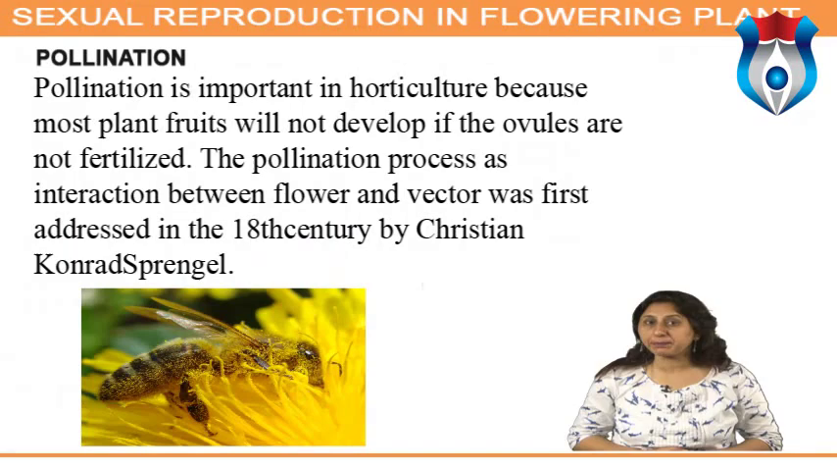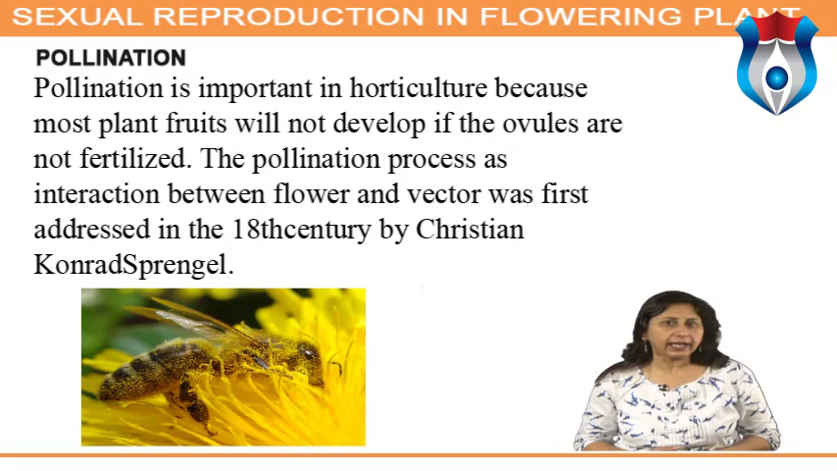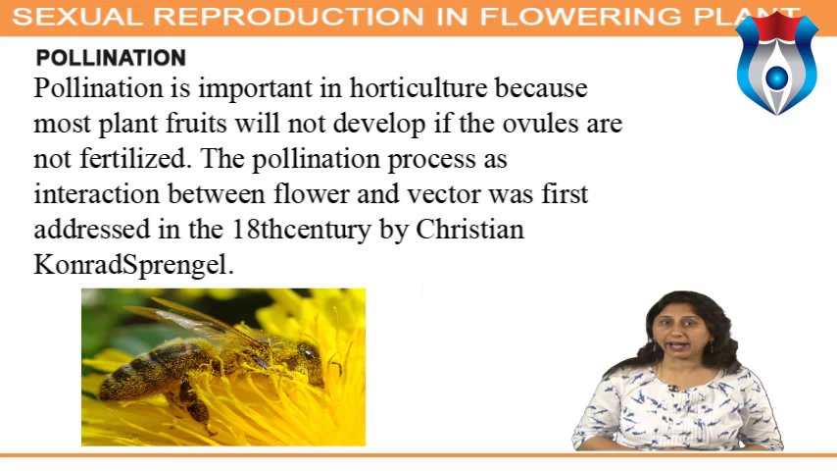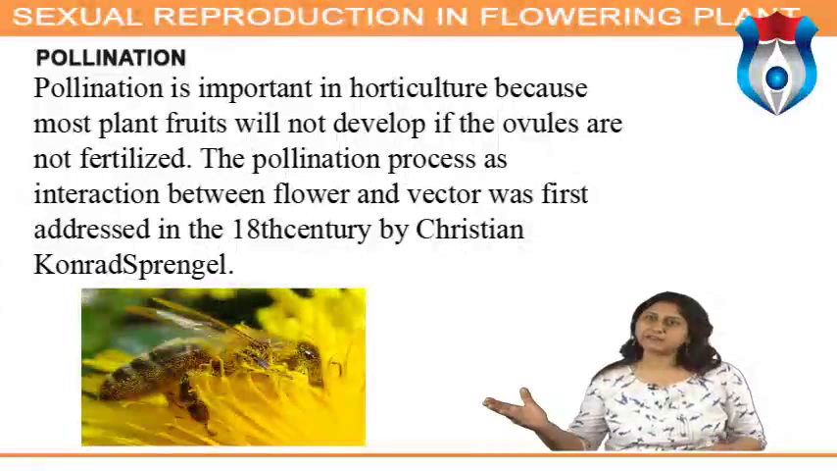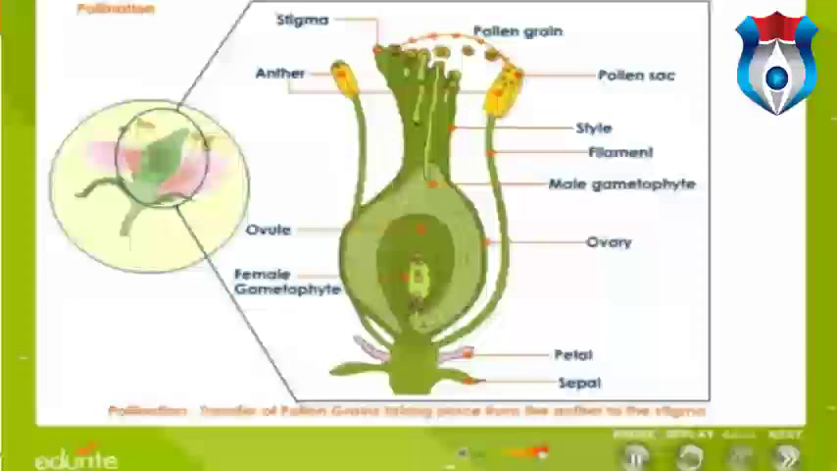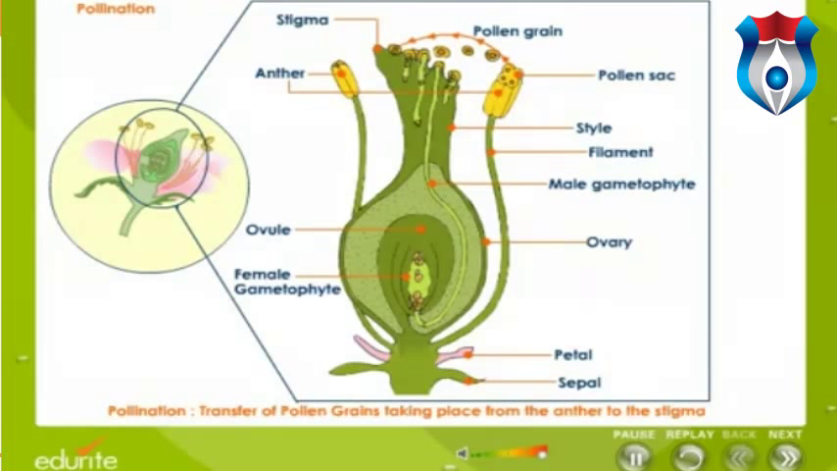Pollination is important in horticulture because most plant fruits will not develop if the ovules are not fertilized. The pollination process as an interaction between flower and vector was first addressed in the 18th century by Christian Conrad Sprengel. The video here will show us different types of pollination. Observe the diagrammatic representation of pollination carefully. The transfer of pollen grains from the anther to the stigma of the same flower or of another flower is called pollination.